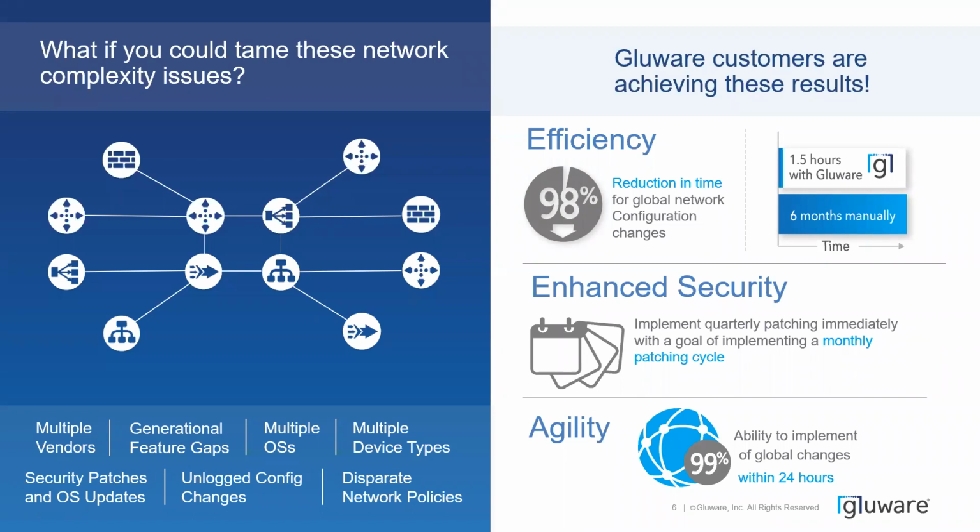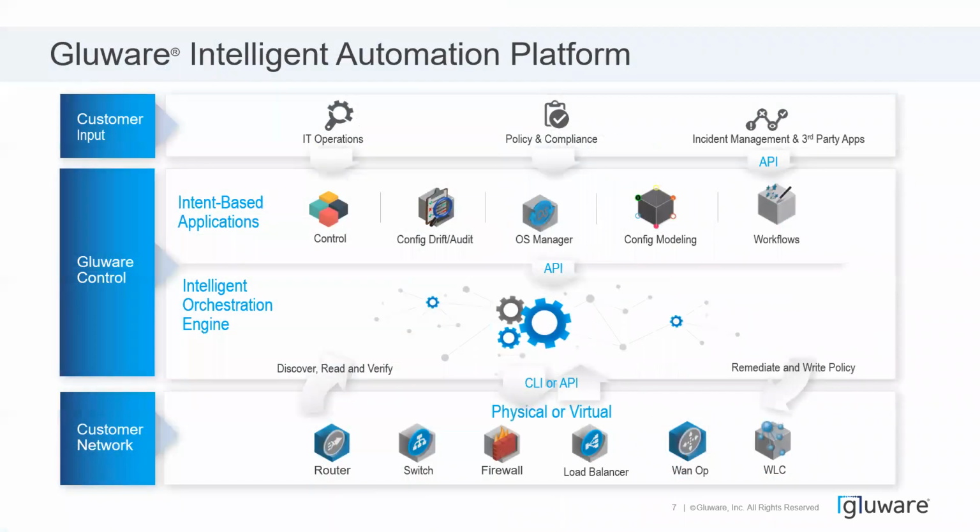We have had companies move from upgrades once in 5 years to being able to do monthly patches. Agility, being able to really reduce that time when you're working the ticket to implement change. And let's say you have to roll out a global change of a firewall list or a domain name server, be able to take that change and roll it out within 24 hours. And these are real results.